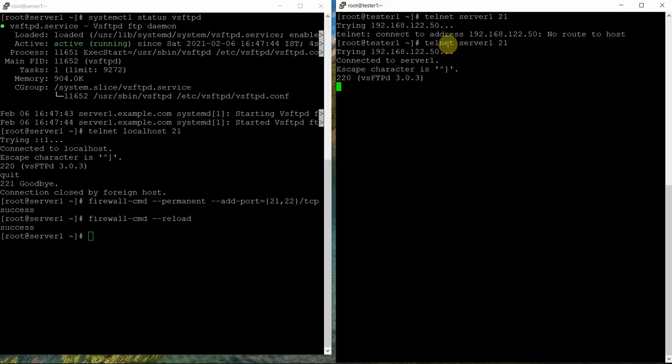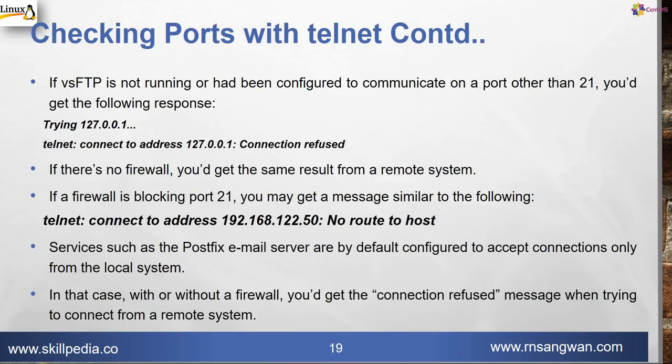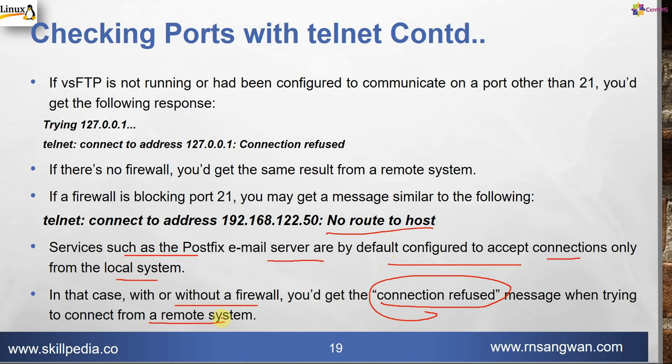So this is the message when you try to connect from the remote machine to this. That was the purpose of the Telnet command. You can try the other commands, but we are not interested in trying them right now. Our focus is what message you will get and how to access the remote machine. So we have seen this message, no route to host, when the firewall was blocking. Services such as the postfix email server are by default configured to accept connections only from the local system. In that case, with or without a firewall, you will get the connection refused message when trying to connect from a remote machine.